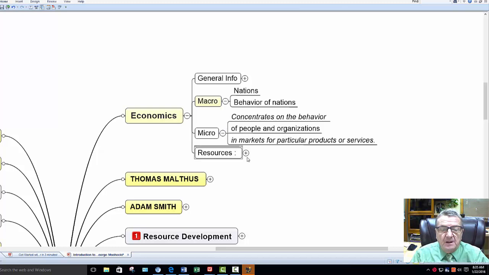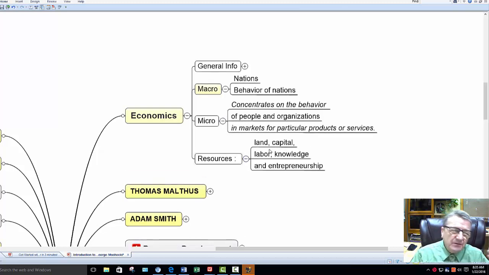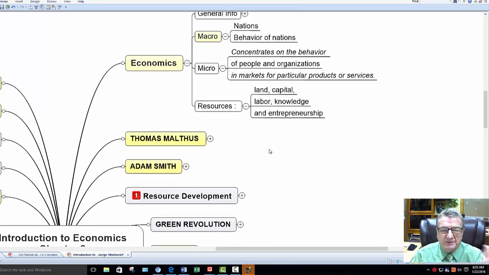Okay. So what are some resources? If you look at economics, they talk about the factors of production: land, capital, labor, knowledge, entrepreneurship. Those are the strengths of a nation. That's also the strengths of certain areas.